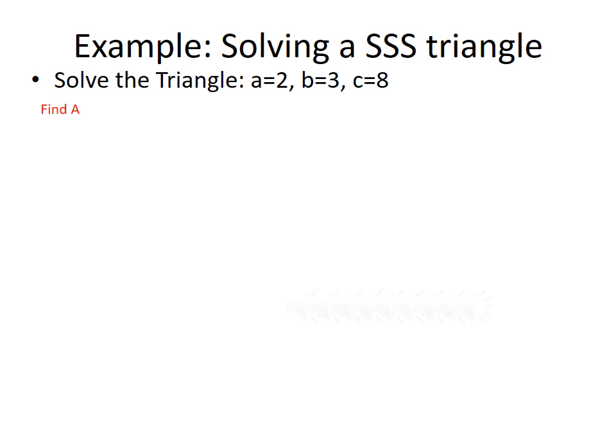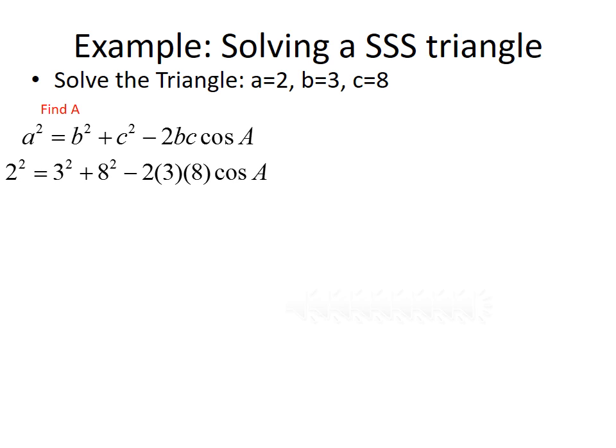So let's start by trying to find angle A. To find angle A, we'll use the form of the law of cosines: A squared equals B squared plus C squared minus 2BC cosine of A. If we plug in the values that we know, that's going to give us 2 squared equals 3 squared plus 8 squared minus 2 times 3 times 8 times the cosine of A.